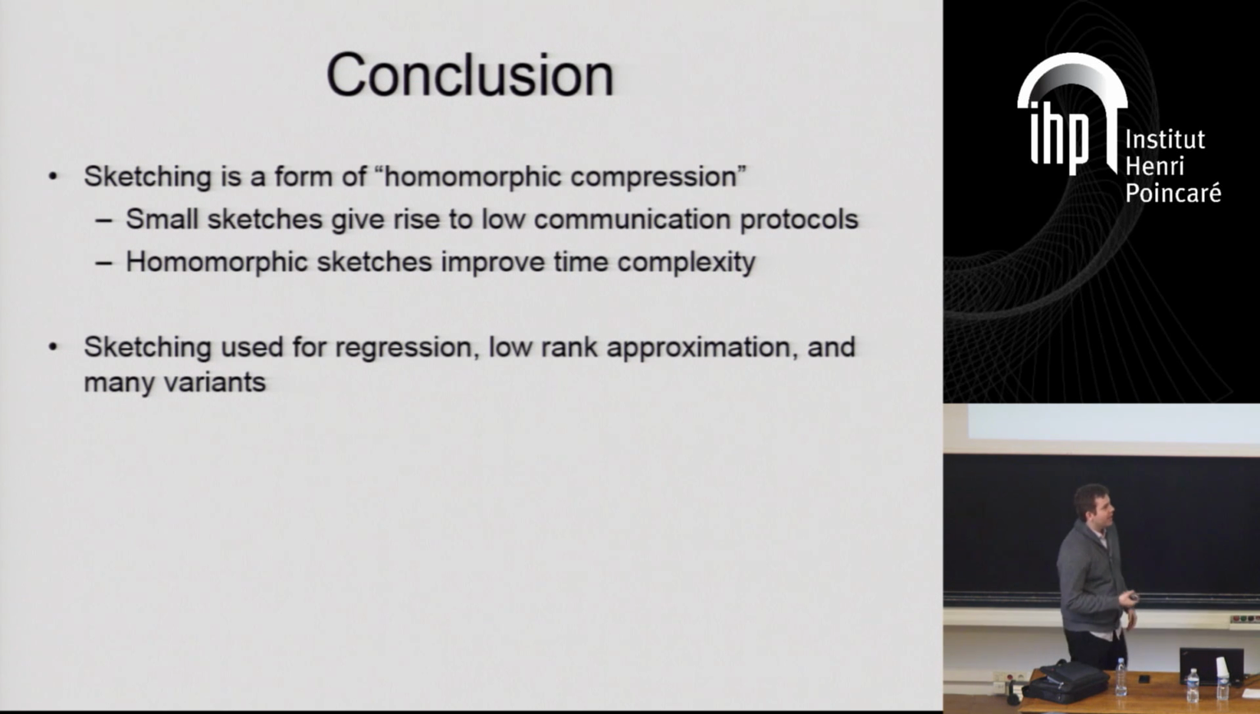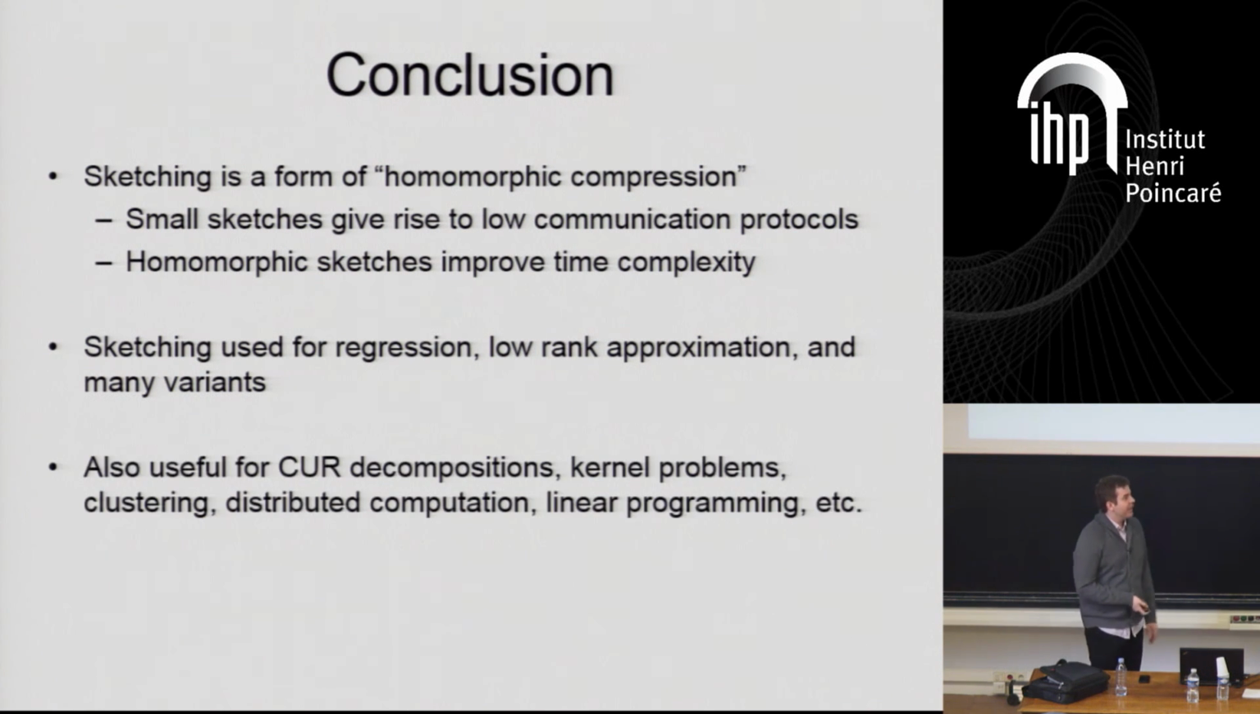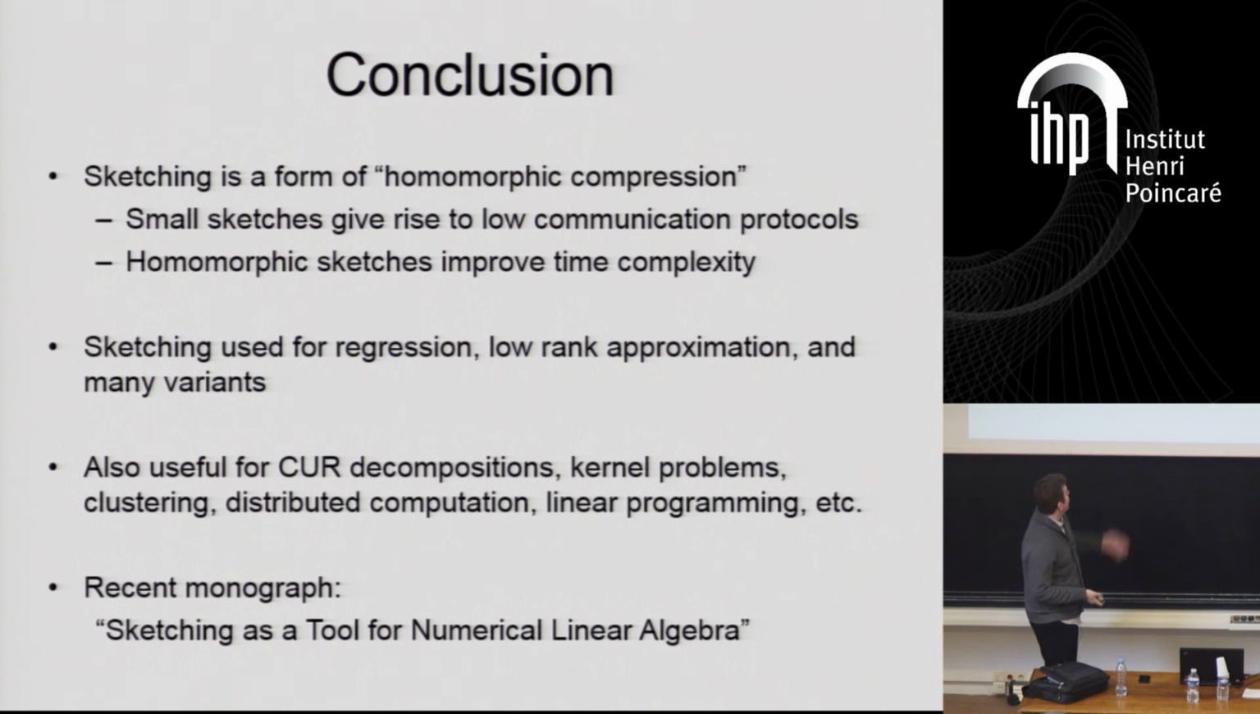So we saw that sketching is useful for regression, low-rank approximation, and robust variance. Things that I did not talk about are that it's useful for things like CUR decompositions, where you have a matrix and you don't want to just find an arbitrary low-rank factorization of it. You want to factor it in terms of a small subset of its columns and rows. It's useful for kernel versions of these problems, distributed computation, inside of routines for linear programming, etc. And if you're interested in this, there's a recent monograph on sketching as a tool for numerical linear algebra, which has a lot of the proofs that I didn't discuss.